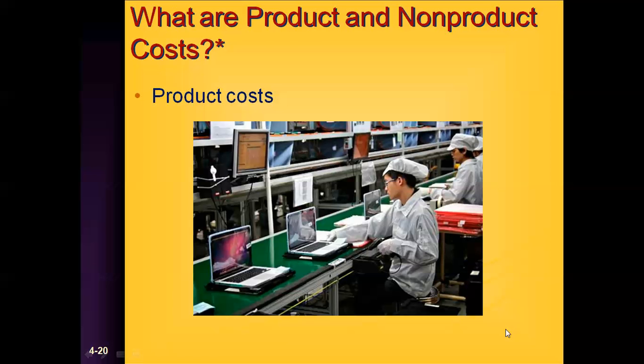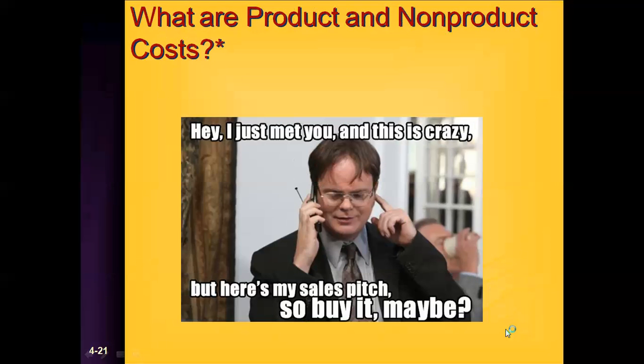And as you remember, there's those three primary processes we talked about earlier in our prior chapter. It's a revenue process, the conversion process, and the expenditure process. So product costs are those associated with producing a product. Then you have non-product costs.